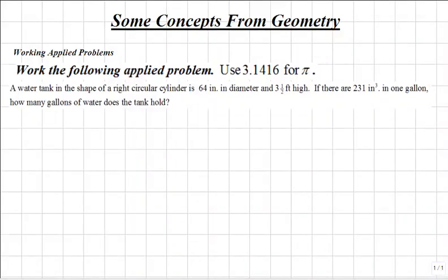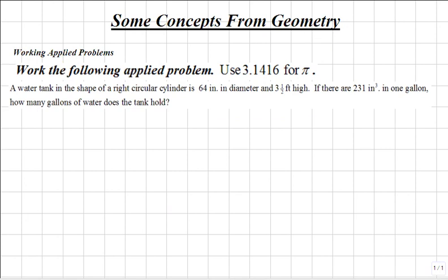Let's work the following applied problem. We'll use 3.1416 for pi. A water tank in the shape of a right circular cylinder is 64 inches in diameter and 3.5 feet high. If there are 231 cubic inches in 1 gallon, how many gallons of water does the tank hold?